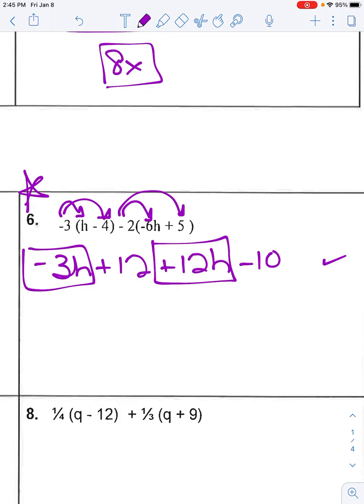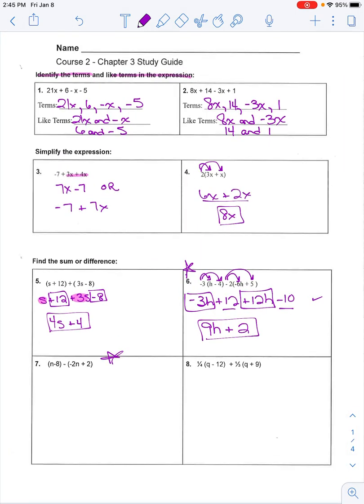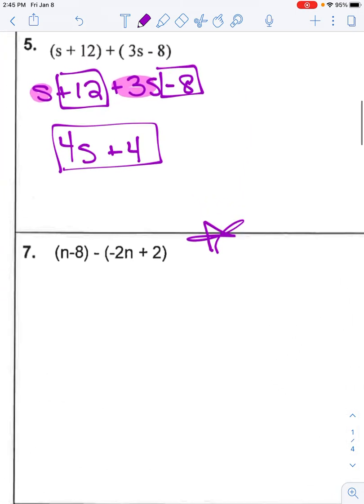Negative 3h plus 12h. Different signs, find the difference. More positives would be 9h. And then 12 minus 10 would be a positive 2. 9h plus 2.